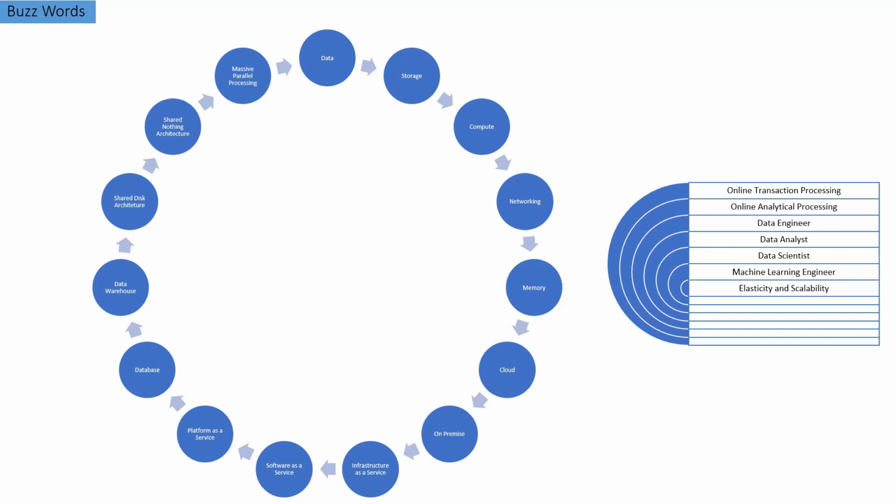So here in this course, we talk about data storage, compute, networking, memory, cloud, on-premise. As I told you, the database, data warehouse, massive parallel processing. These are all the things that will be joining in and out of this Snowflake data warehousing course. Don't worry, we'll be seeing them later in depth once we get there.